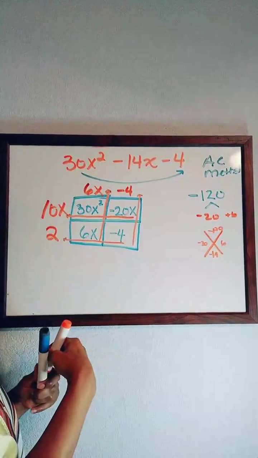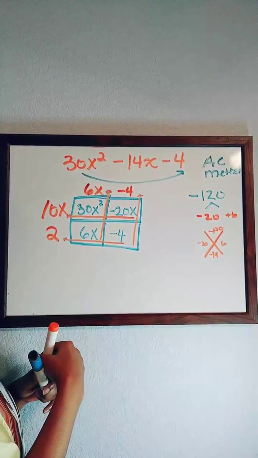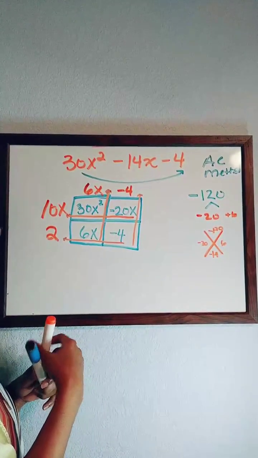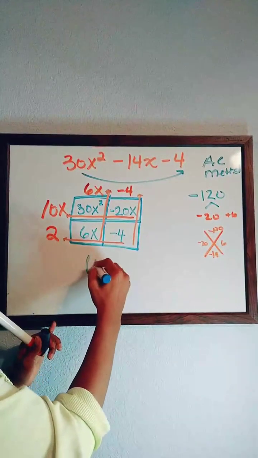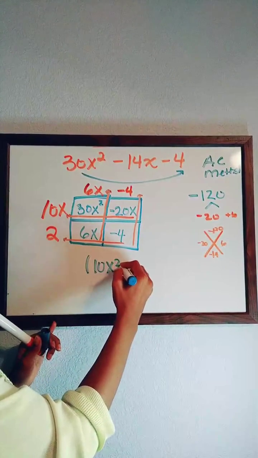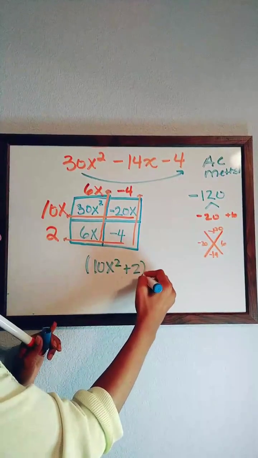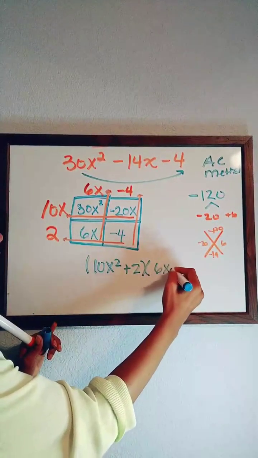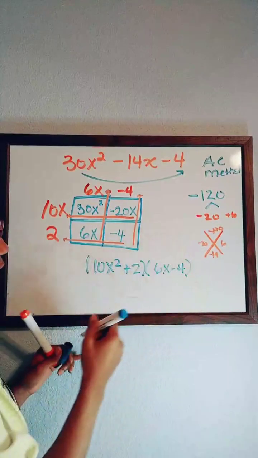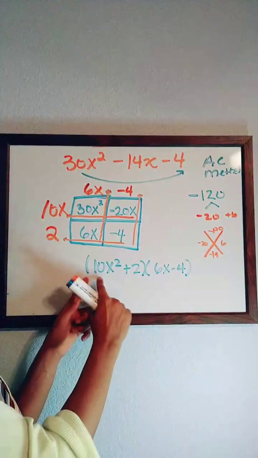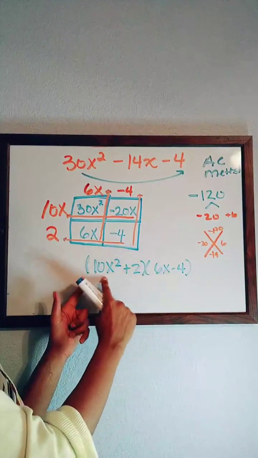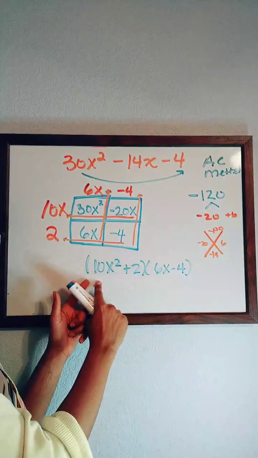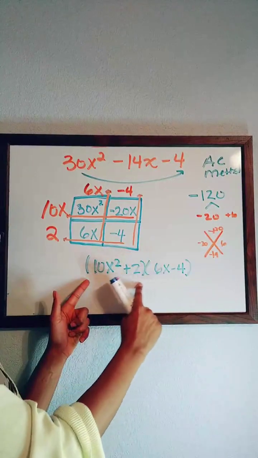All right. So you would write these in your parentheses, and you would have 10x squared plus 2 times 6x minus 4. But if you see, it's not completely simplified because there's still a GCF in the factors. Okay, there's still a GCF.